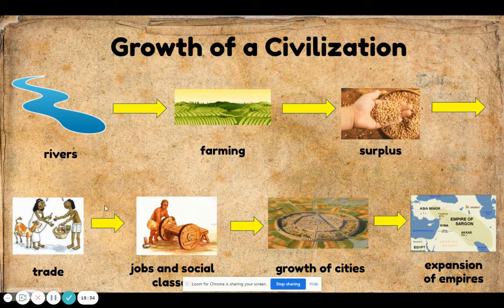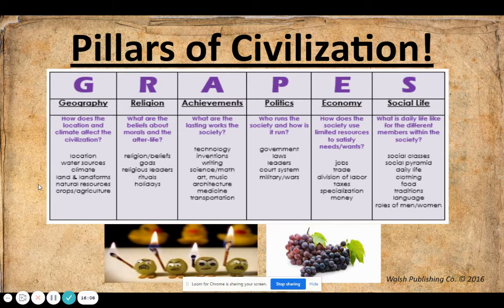People started earning money, the invention of jobs. That job growth and social classes led to the growth of cities. So cities became very small at the beginning and would grow over time as more people would add to that society or that city. And then the growth of cities led to the expansion or the growth of empires. So what starts off as many different cities can turn into an entire empire, and that is the growth of civilizations. Now, we need to take a look at what all civilizations have in common.